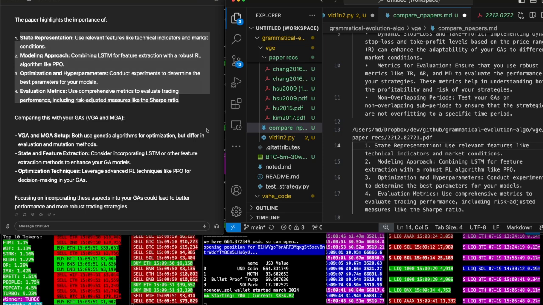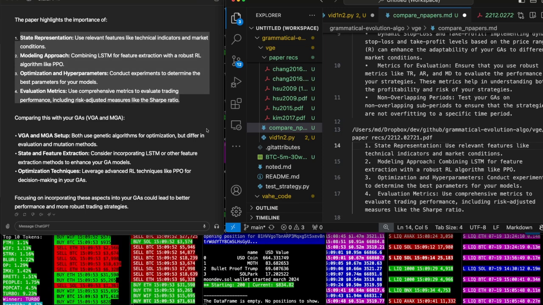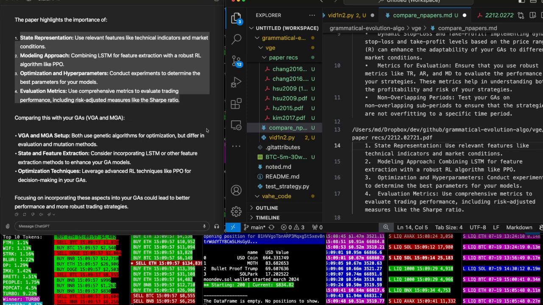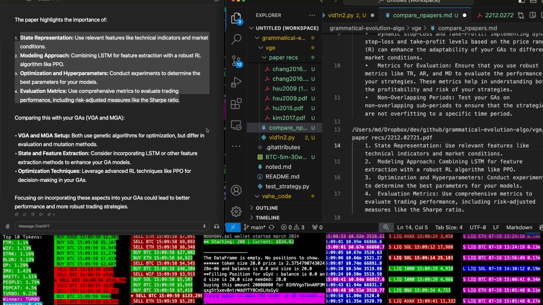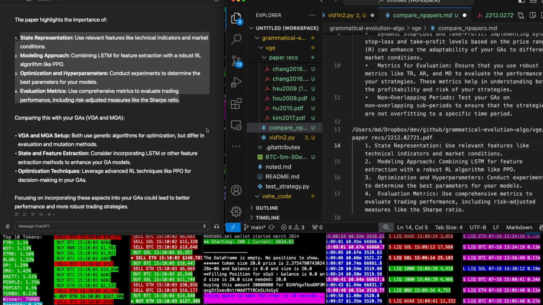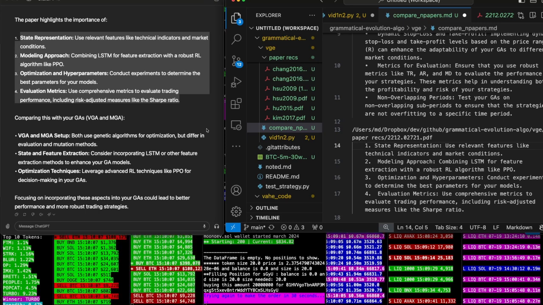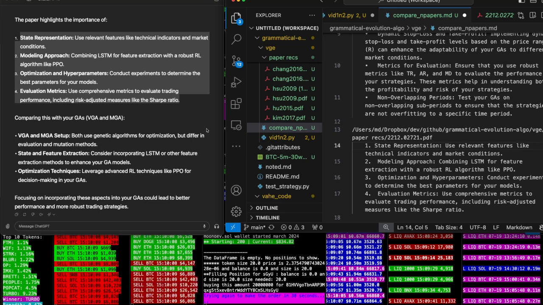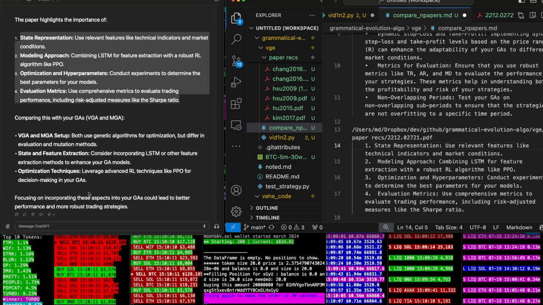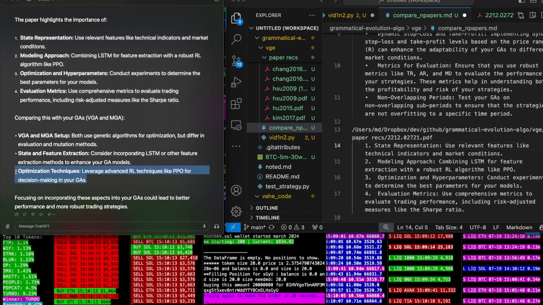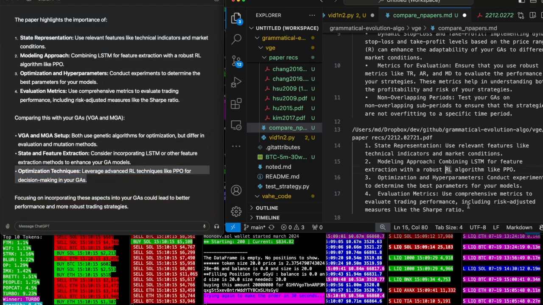Comparing this with your GAs, VGA versus MGA. VGA and MGA both use genetic algorithms for optimization, but with different evaluation and mutation methods. State and feature extraction: consider incorporating LSTM or other feature extraction methods to enhance your GA models. Optimization techniques: leverage advanced RL techniques like PPO in the decision making in your GAs. That might be interesting.